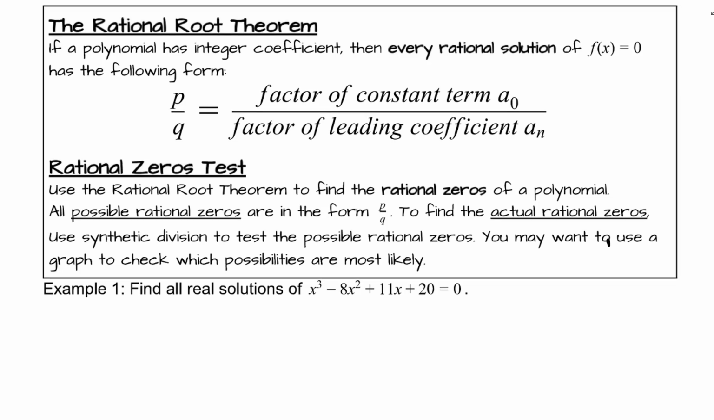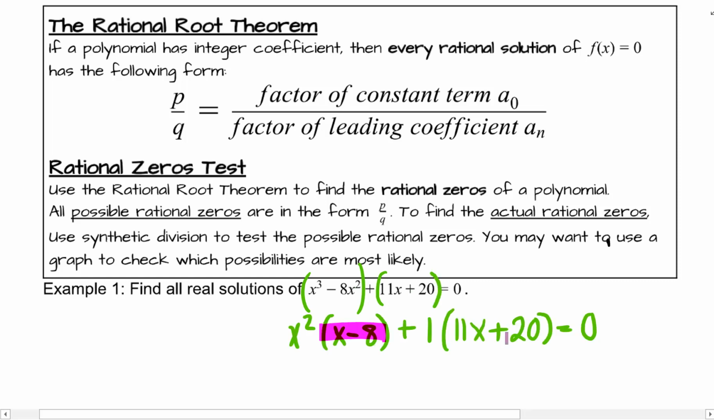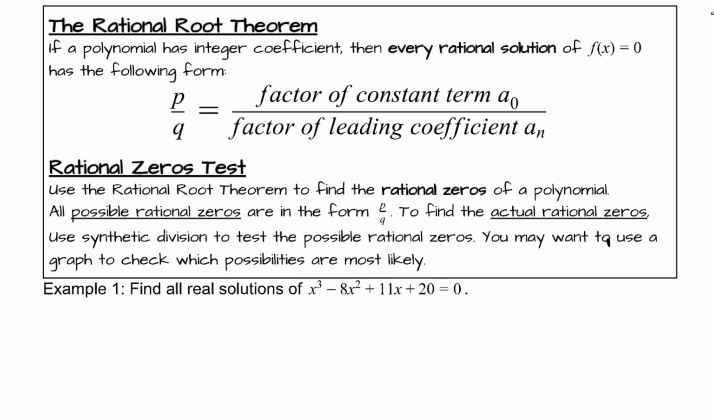Example 1, find all real solutions of x cubed minus 8x squared plus 11x plus 20 equals 0. So the first thing I'm going to do, I see that this is a polynomial. If I can factor it, that is definitely the easiest way to find the zeros. This is a polynomial with 4 terms, so I would try factor by grouping. Factor by grouping doesn't work because you don't end up with the same group attached to each product. So if we can't factor easily, then we're going to use the rational zeros test.